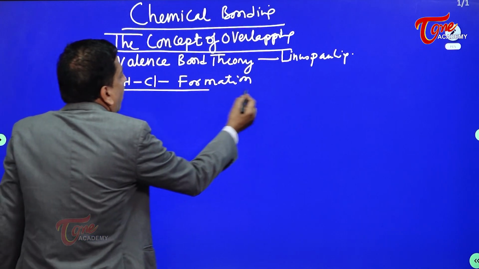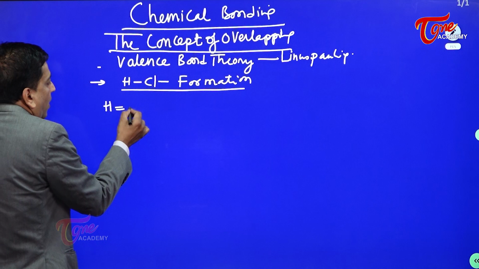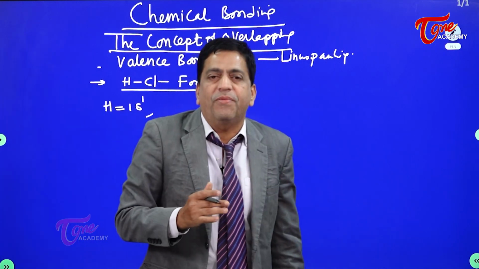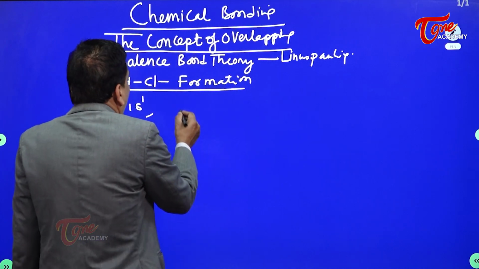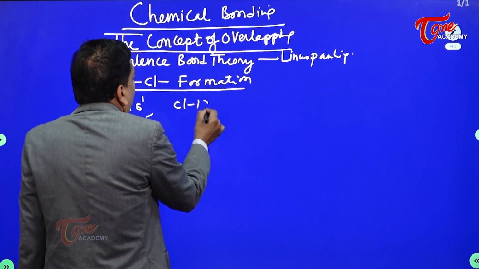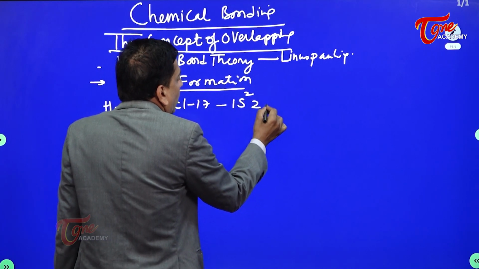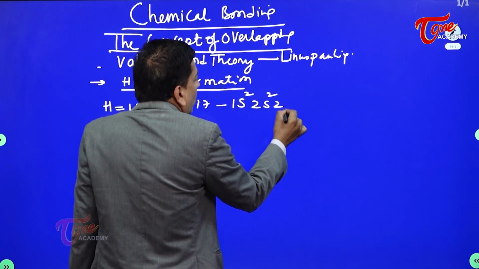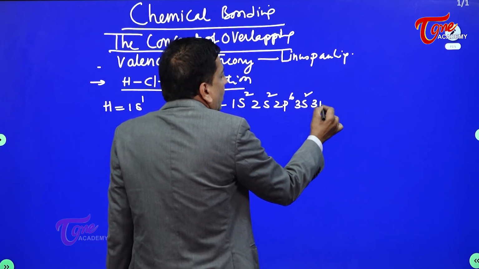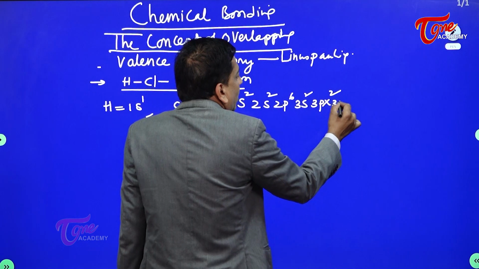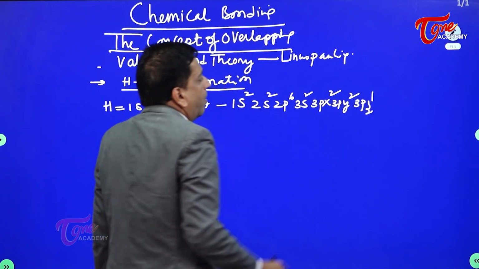Observe carefully. The hydrogen electronic configuration is 1s1. And if you look into the chlorine configuration, its atomic number is 17. So if I write its configuration: 1s2, 2s2, 2p6, 3s2, 3px2, 3py2 and 3pz1. Remember that.